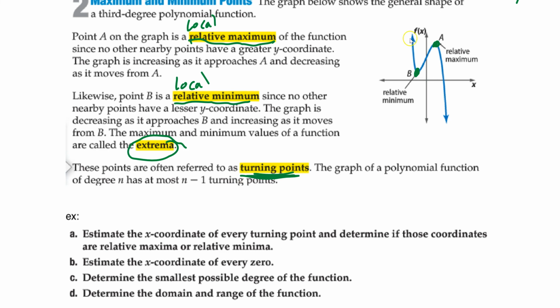Because you see your graph turns. It's going down, then it turns and it starts increasing, then it turns, starts decreasing. So they're also known as turning points.